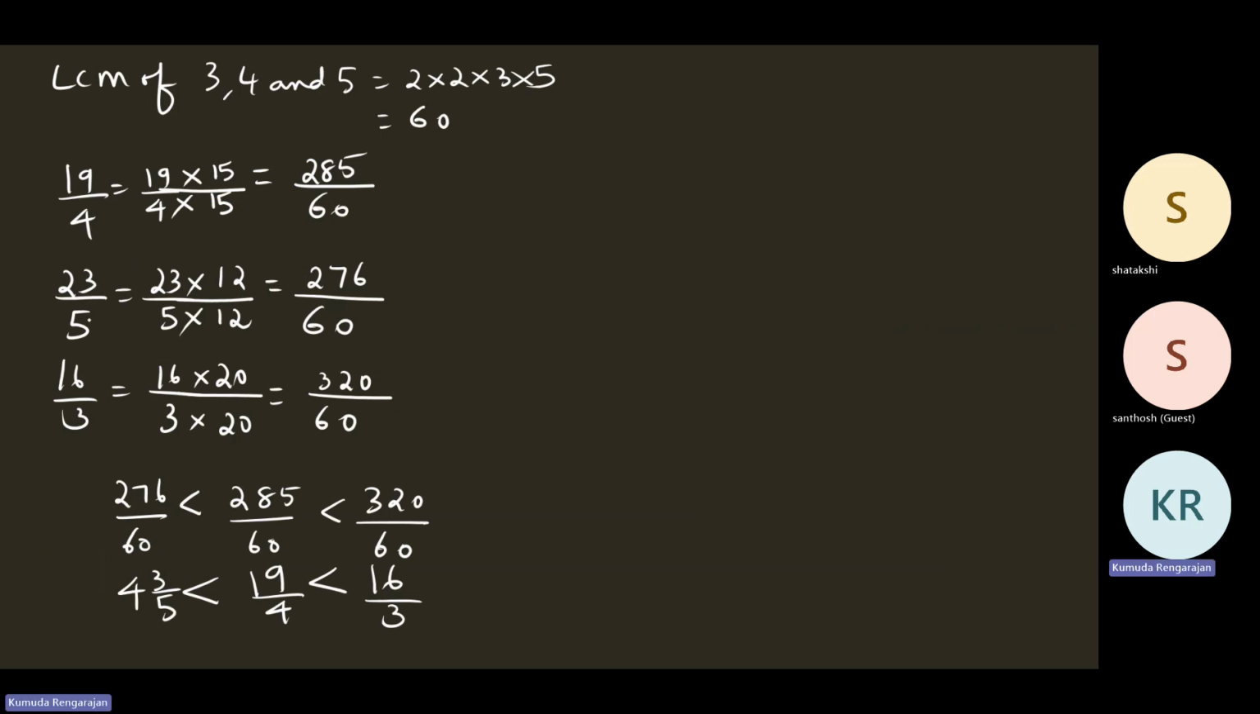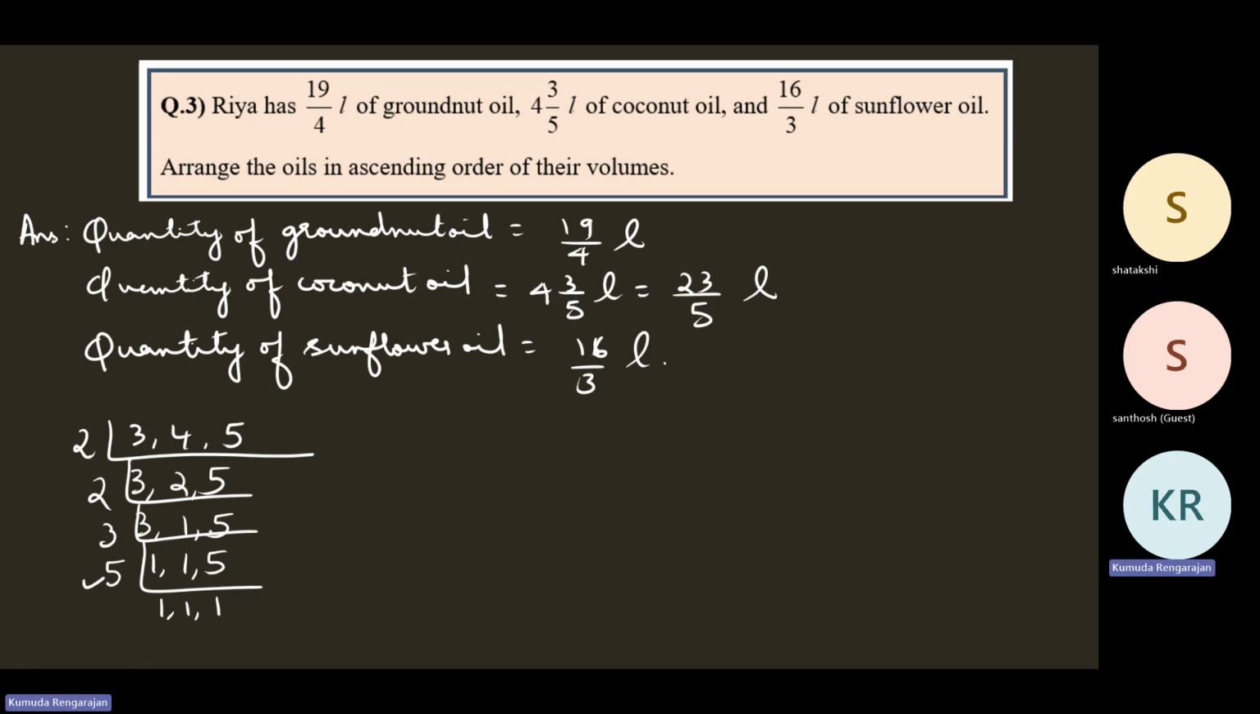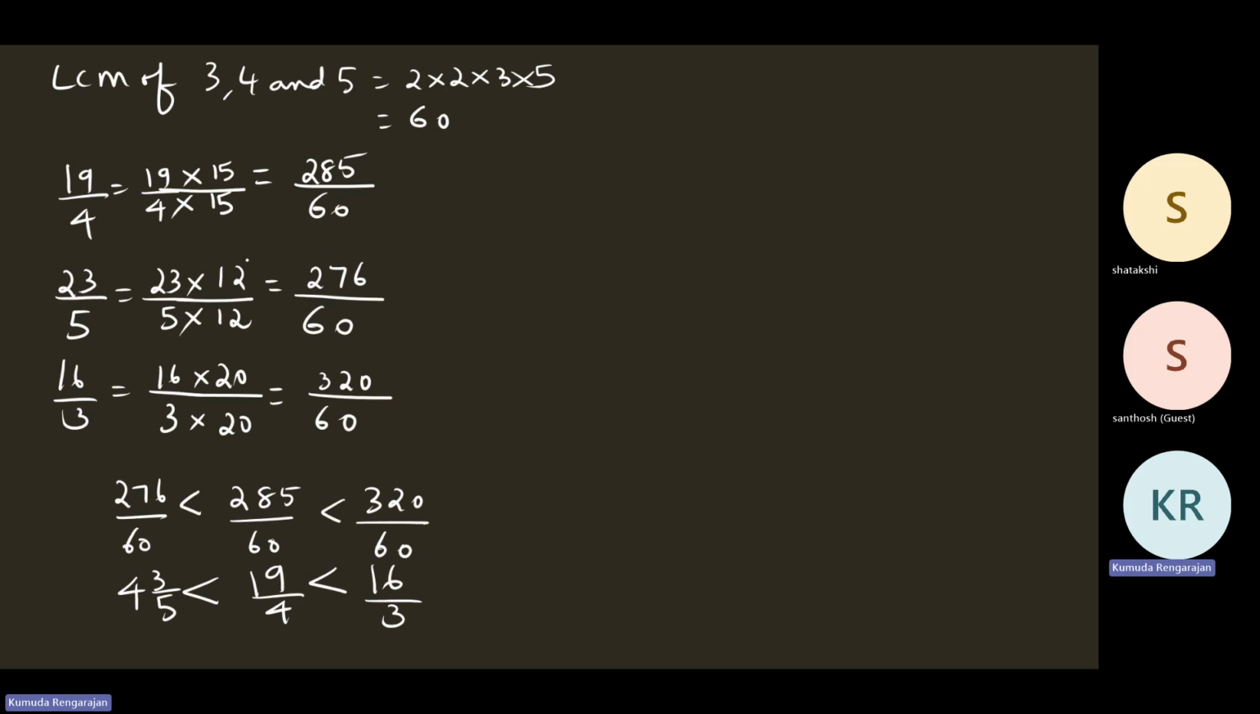In the next fraction, 23 by 5, the denominator is 5. So it is here, 5. Leave that number. Find the product of the remaining factors. 2 into 2, 4, 4 into 3, 12. Multiply the numerator and denominator by 12.